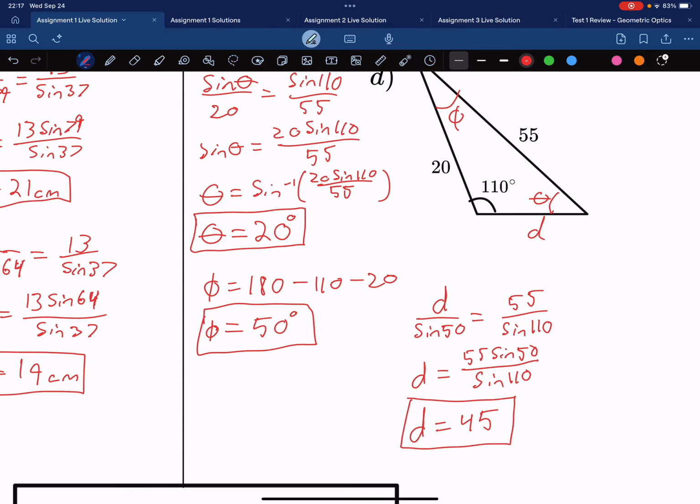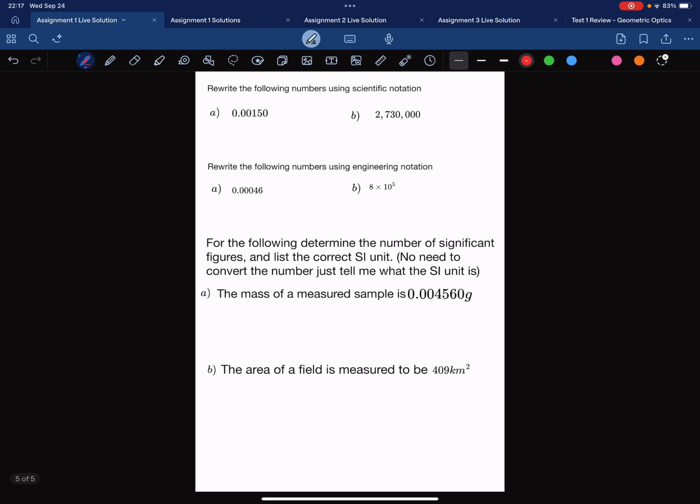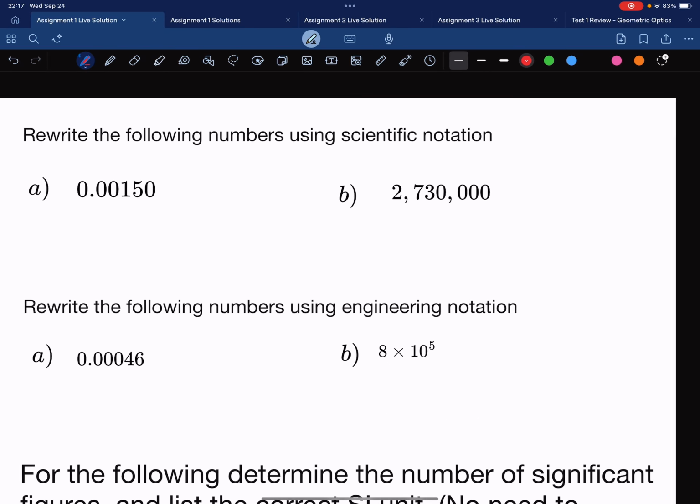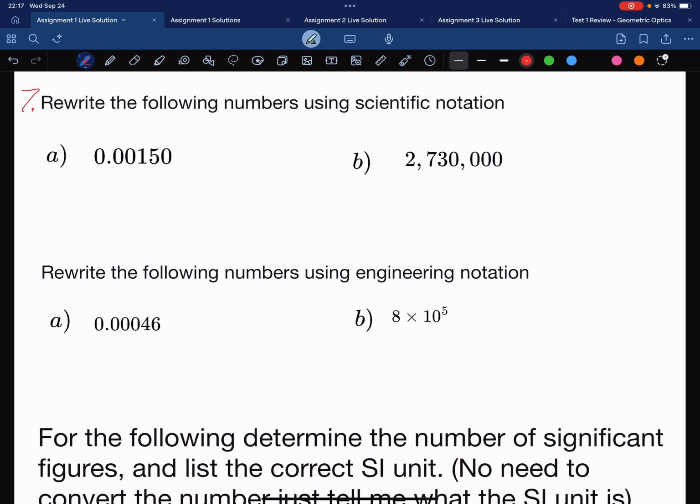About 45. So, that is question 6 done. Longest one on the assignment. And the final page. Now, I think I forgot to number these, so this is question 7.